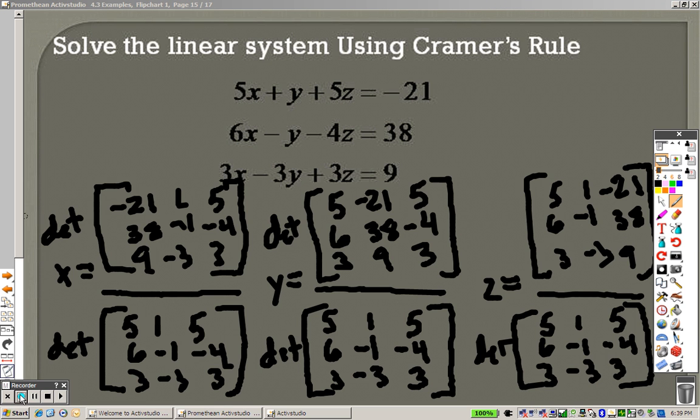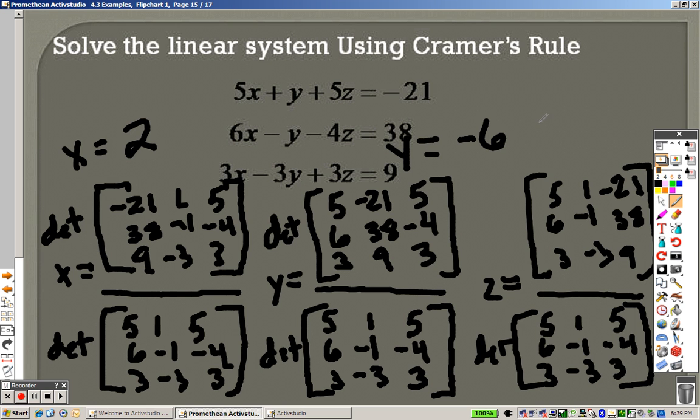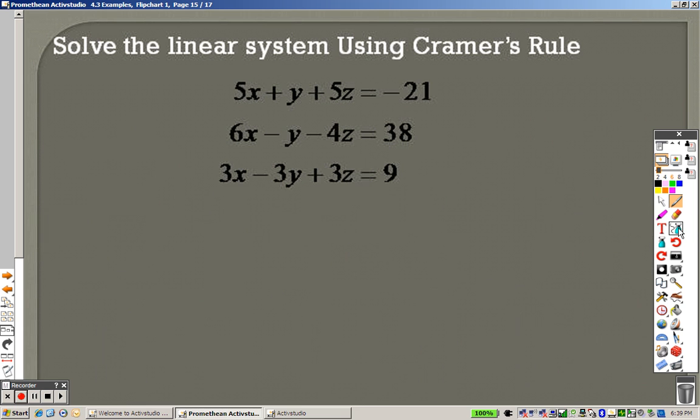Alright, so when you plug them all in on your calculator, you end up finding out that X equals 2, Y equals -6, and Z equals -5. Basically all I did was I plugged this one in for A for your matrix, I plugged this one in for B for your matrix, this one in for C, and this one down here was D. So when you plug it in on your calculator, this is what it should look like when you plug it all in on your calculator.